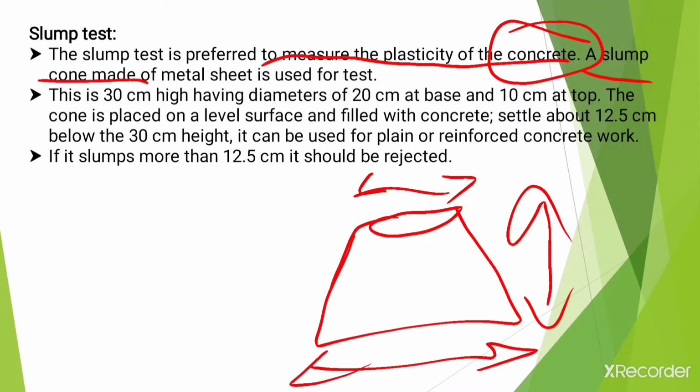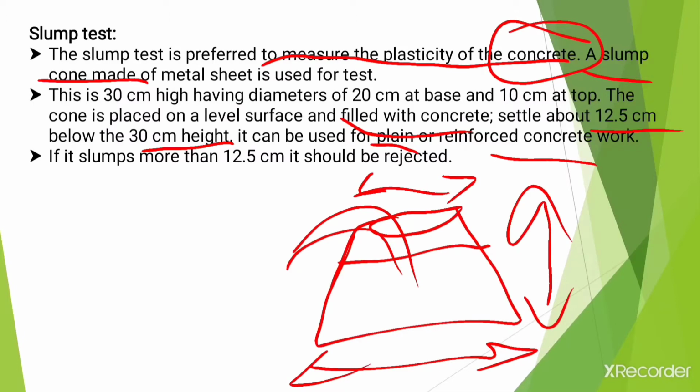And the cone is placed on a level surface and filled with concrete and settle about 12.5 centimeter below the 30 centimeter height, and it can be used for plain or reinforced concrete work. And if the slump is more than 12.5 centimeter, then it should be rejected, after settling down of the concrete.